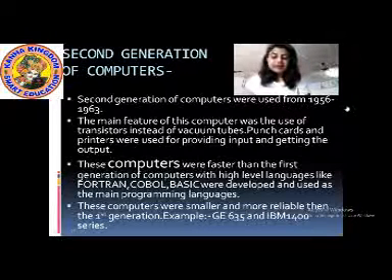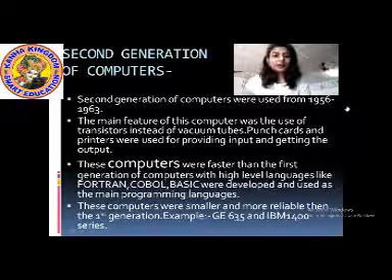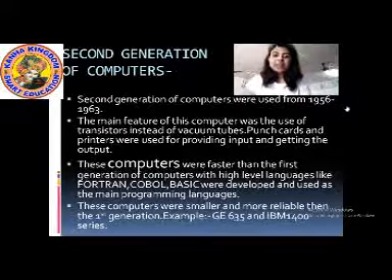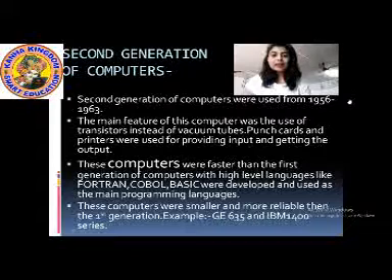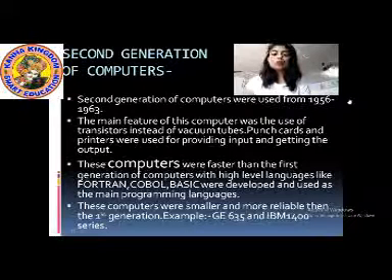And these computers were smaller and more reliable than the first generation of computers. Compared to the first generation, second generation computers were smaller and more reliable, which means they were more dependable. It was not as tough to work on the second generation of computers as on the first generation.